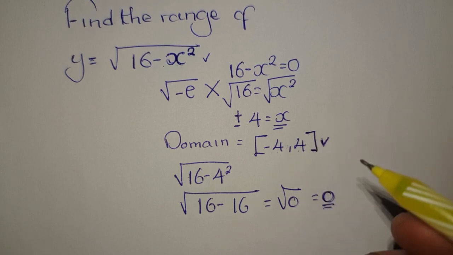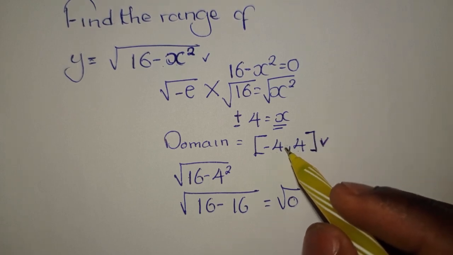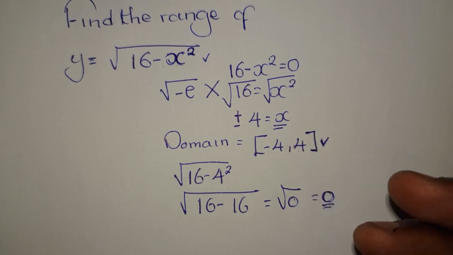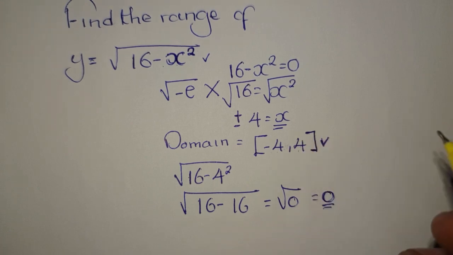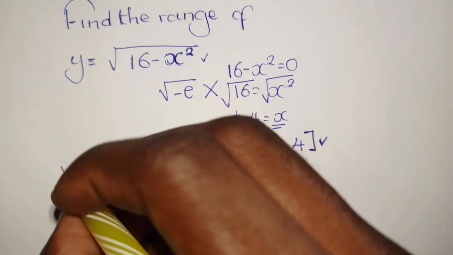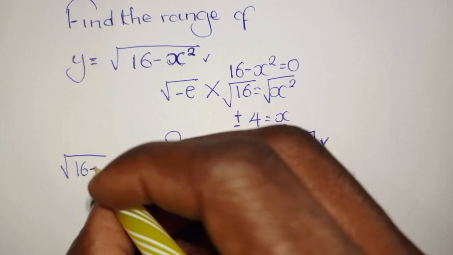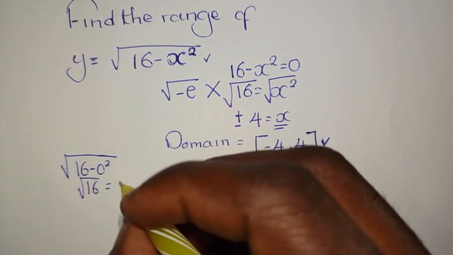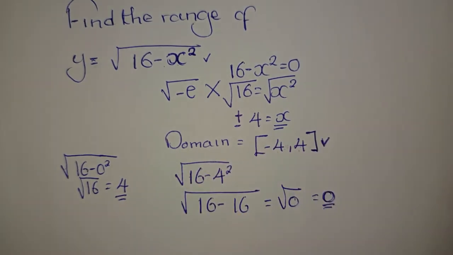So you need to check or rather test between these numbers. There are other numbers, so you need to test them. Then from there you make a set of values which you will refer to as the range. So we can get 0 here. So 16 minus 0 squared is still what? 16, and the square root of 16 is still positive or negative 4.